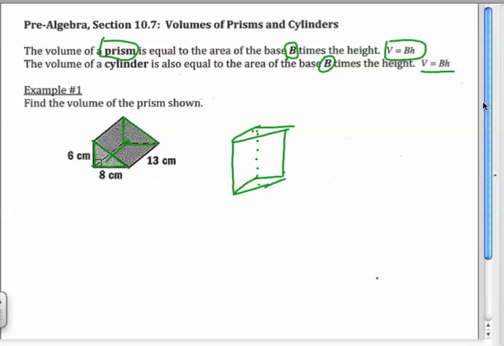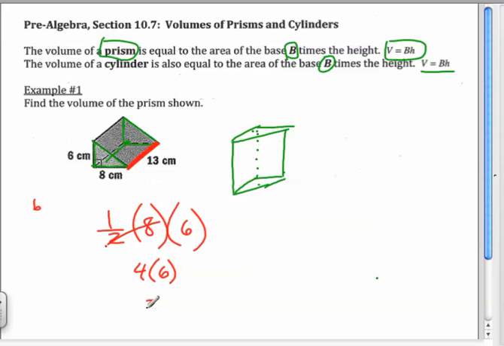So I just need to find the area of that triangle and then multiply it by the height, which in this case is going to be 13. Yes? So remember, the area of a triangle is 1/2 times the base, we'll call it 8, the little b, the base of the triangle, times the height, which is 6. So that's going to give us 4 times 6 is 24. So that's the area of one base. But we need to multiply that by the height.